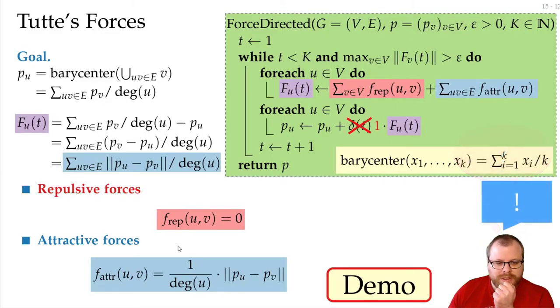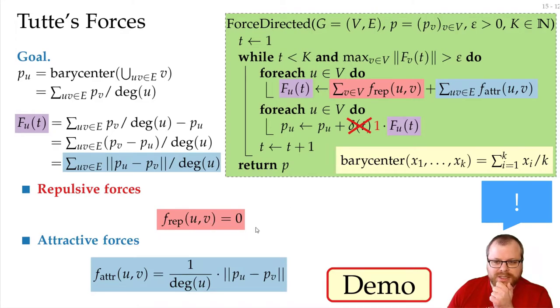Let's have a look. We take a vertex and we put it at the barycenter of its neighbors. And we want to continue until there is no force left or the force gets too small.